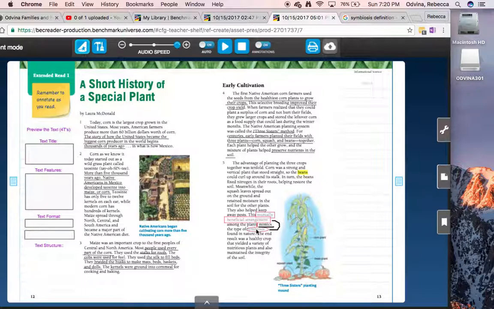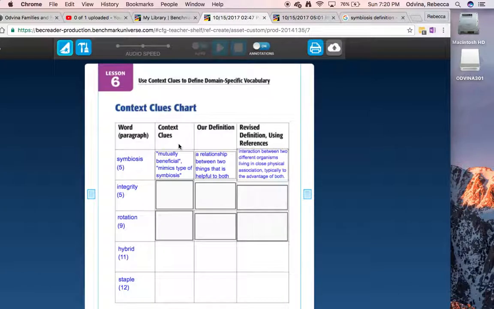Now I want to try to use that in my writing because it works with these three plants, and I'm really talking about how corn, beans, and squash work together. So it might come in handy later to remember that word. And I could even write it over here off to the side. Okay, and now my next word, integrity, and that one's in paragraph 5 as well. You notice it says word, paragraph. You're going to be creating this table either on paper or in a Word document.